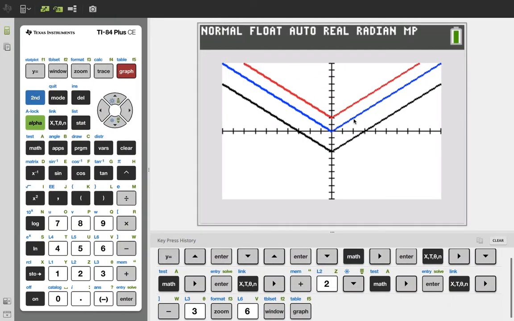So you can see that this blue graph has been shifted up 2 to get the red graph, but the shape of it is exactly the same. And that shape is up 1, out 1, up 1, out 1, up 1, out 1, up 1, out 1.